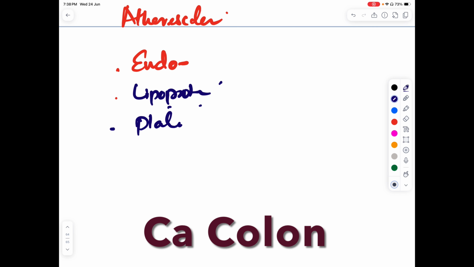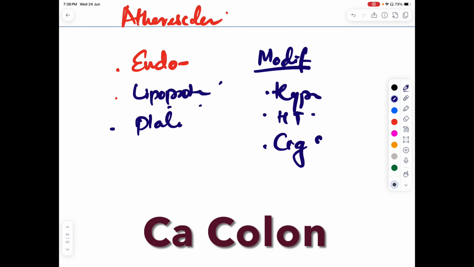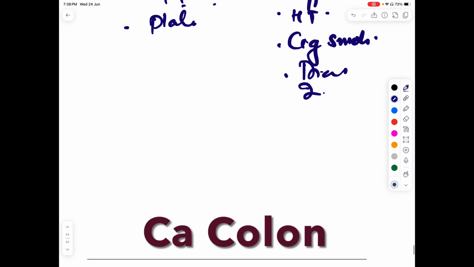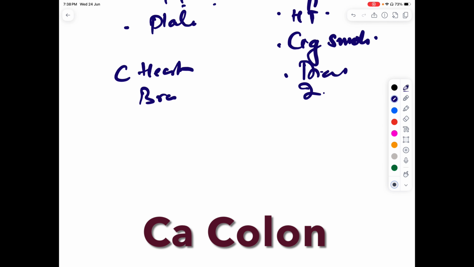Non-modifiable and modifiable. The factors which can be modified are hyperlipidemia, hypertension, cigarette smoking, diabetes, inflammation. Common sites of atherosclerosis, which vessels? Heart, brain, renal, lower limbs, or bowel.